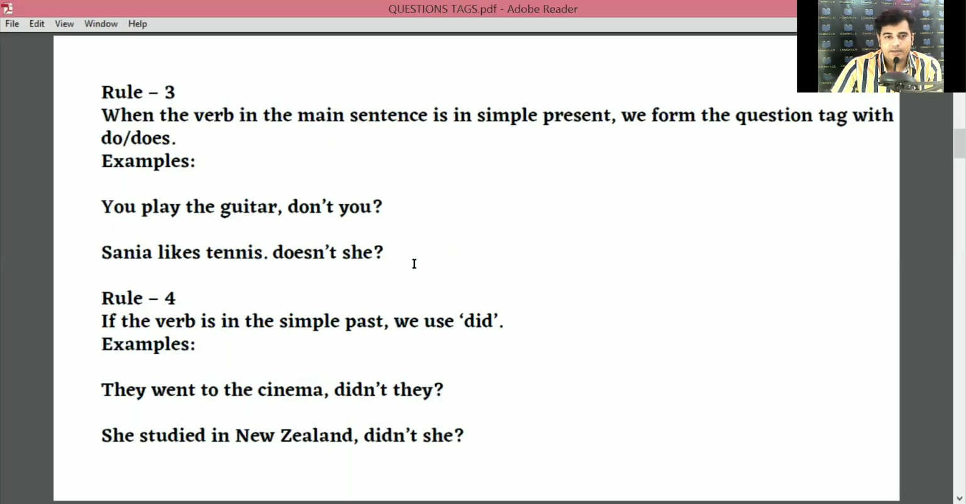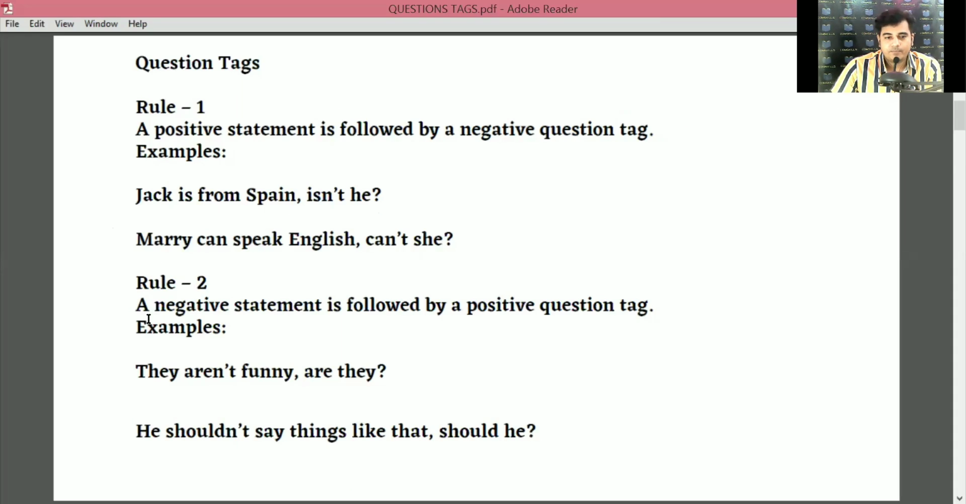All right. The next rule we have. The first one, a positive statement is followed by a negative, and now we are reading rule number 2. A negative statement is followed by a positive question tag. When we have a negative statement, it would be followed by a positive question tag. They aren't funny. They are not funny. Are they? We speak in this manner.